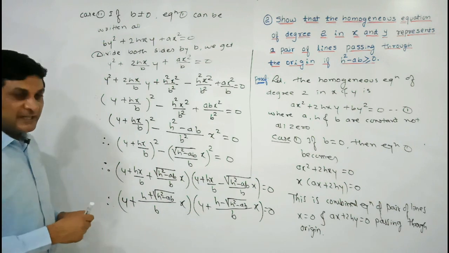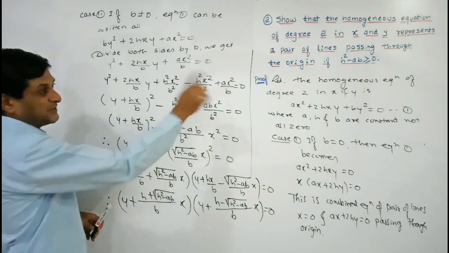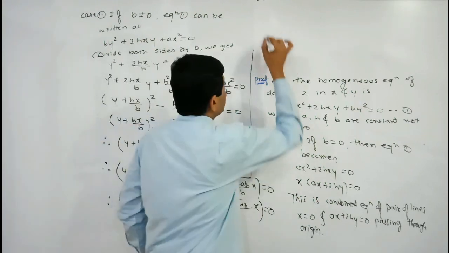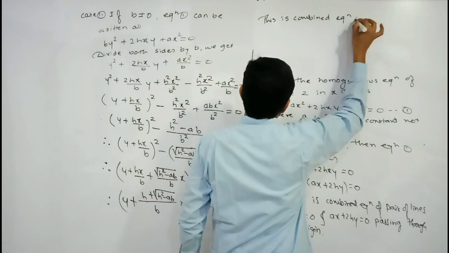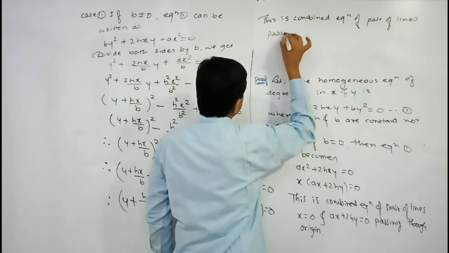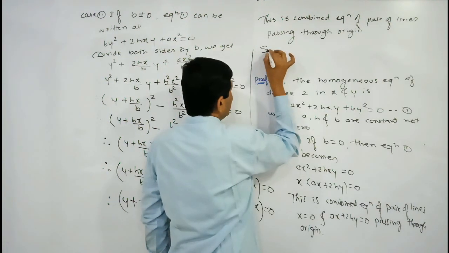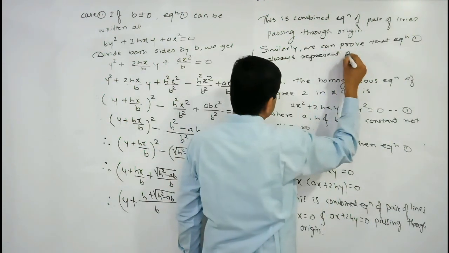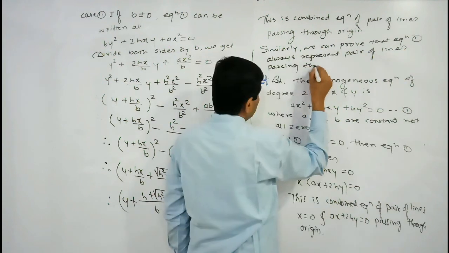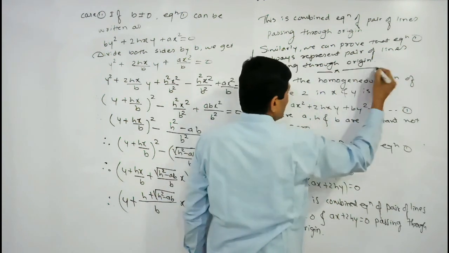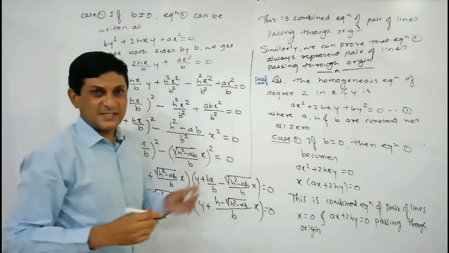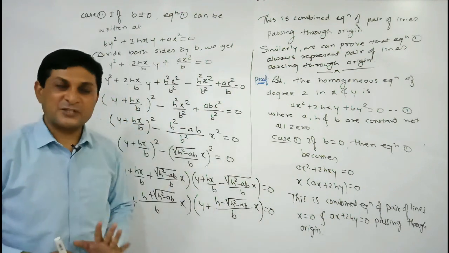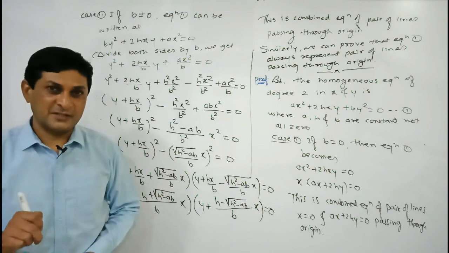So in the second case also what we have proved, this equation first represents pair of lines passing through the origin. So this is combined equation of pair of lines passing through origin. Similarly, we can prove that equation first always represents pair of lines passing through origin, and this completes the proof. We have proved the proof in two cases, but in remaining cases we can say that this equation always represents what? Pair of lines passing through the origin.